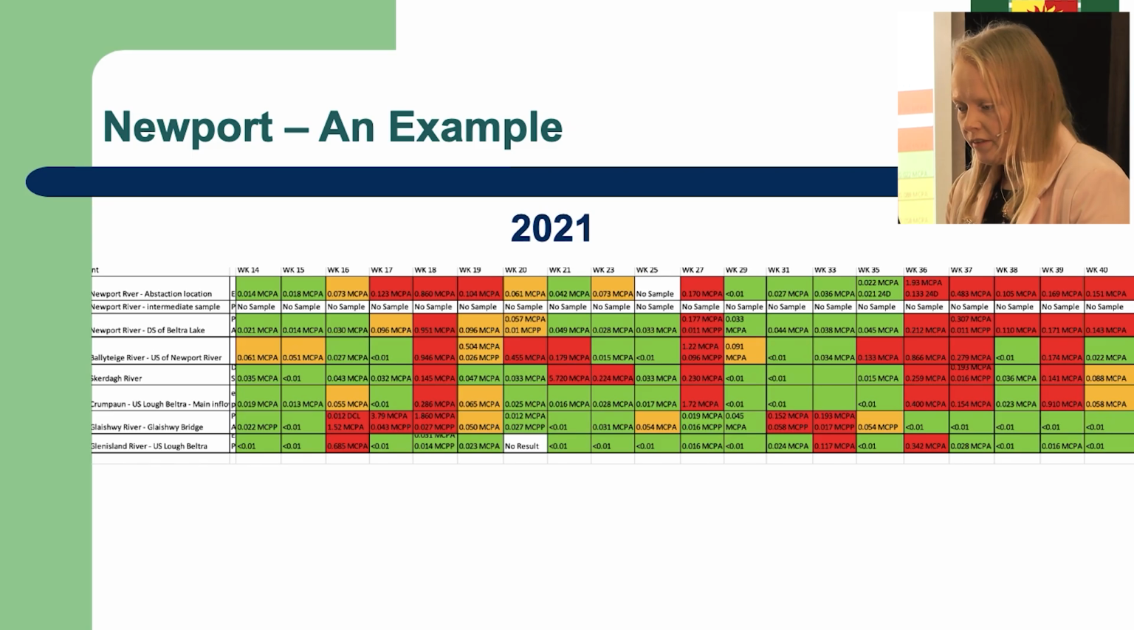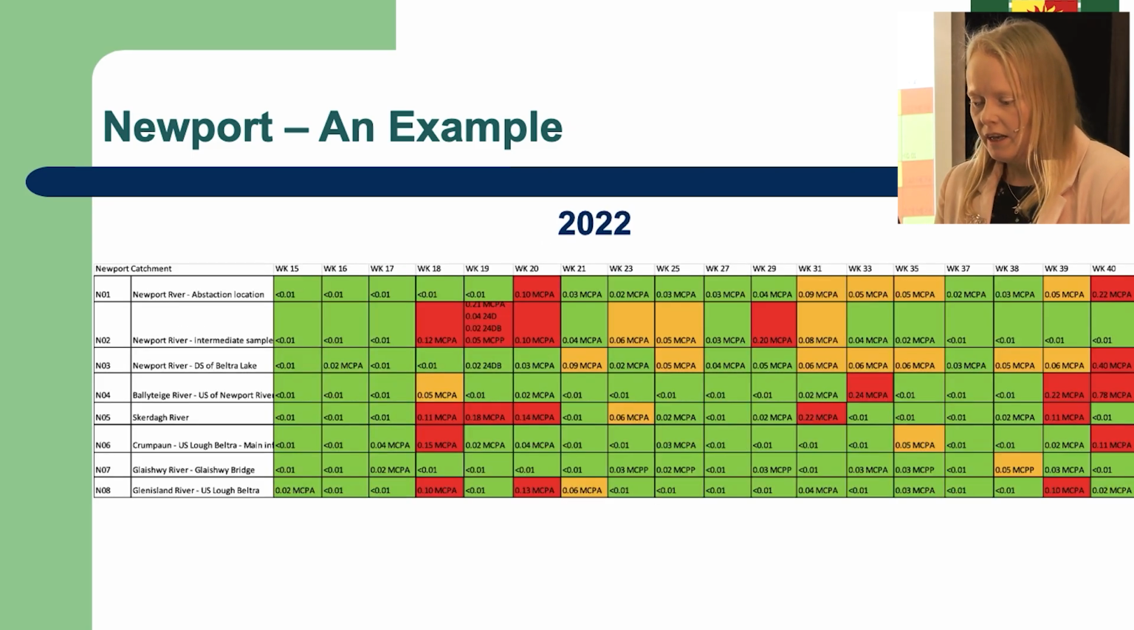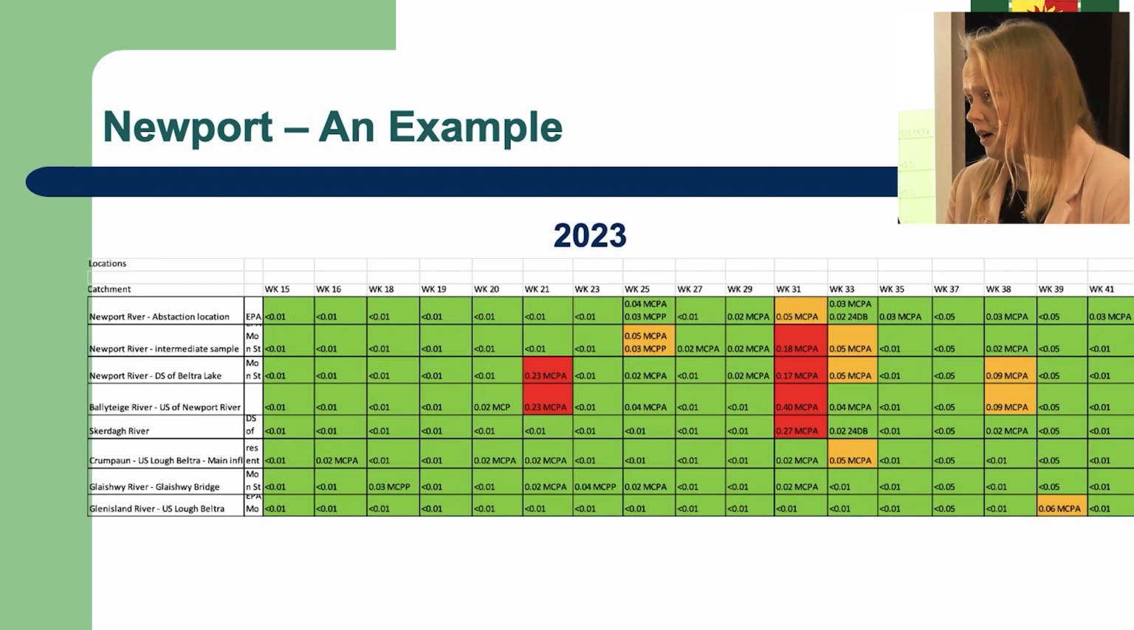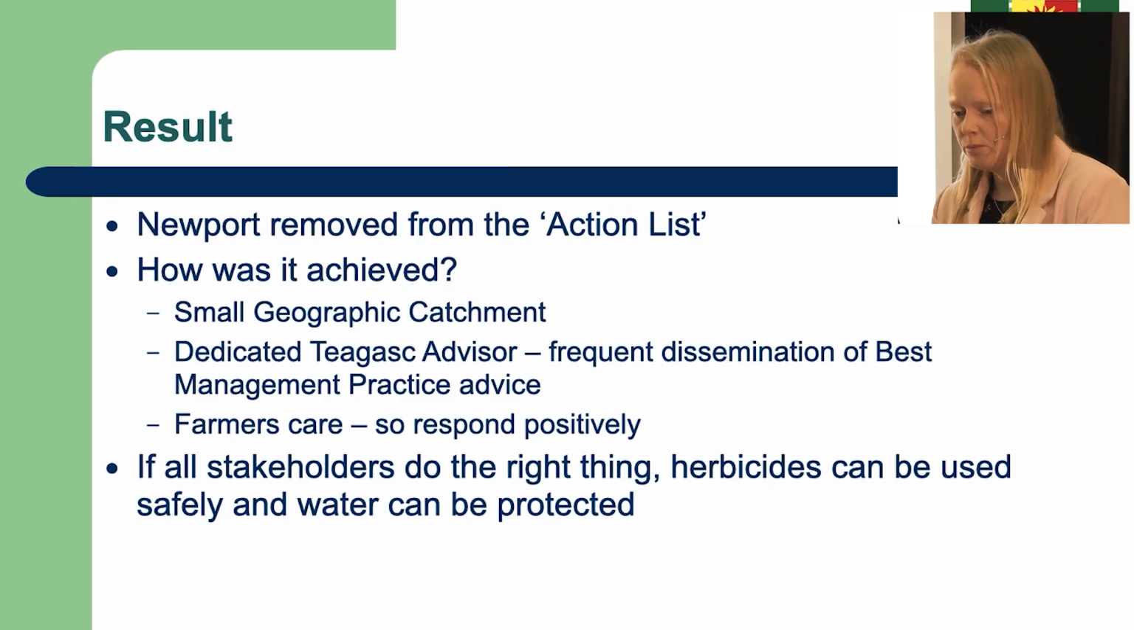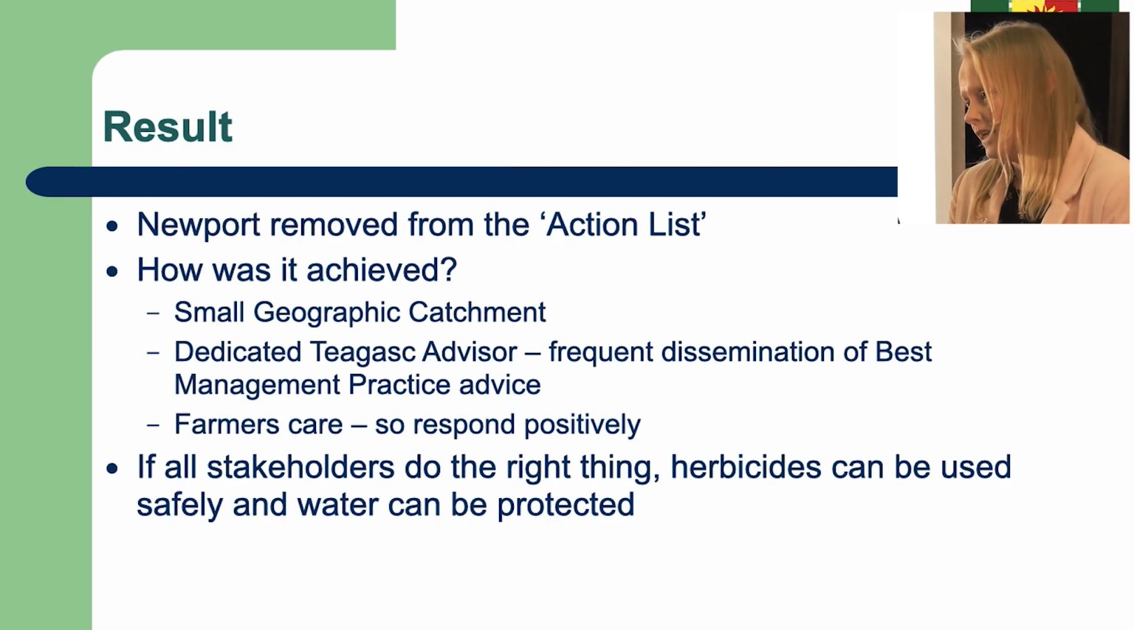If we look at the results then for the following year for that catchment, you can see there's an improvement in the number of exceedances, and again, if we look at 2023, there is a massive improvement on the number of exceedances compared to 2021. So how is this achieved? And as a result of that, the Newport catchment hadn't picked up any exceedances in the Uisce Éireann drinking water sampling. And once it's free from exceedances for a consecutive 12 months, it's taken off their remedial action list.